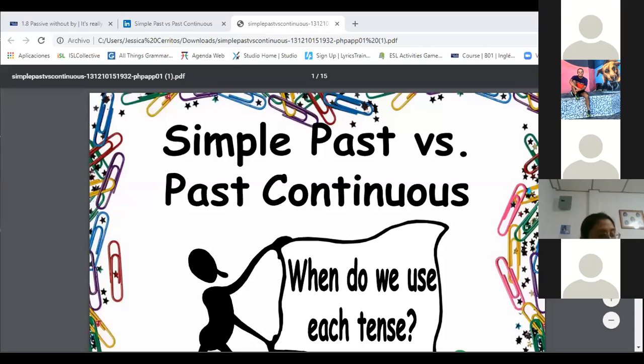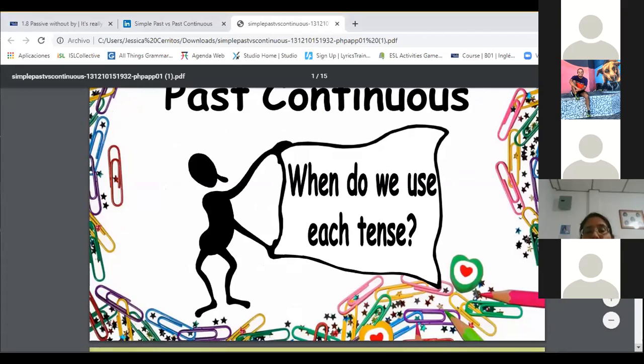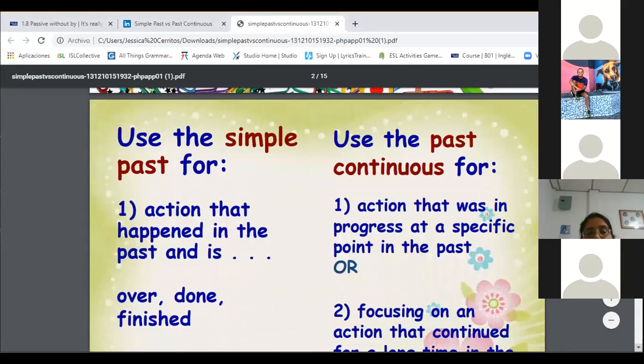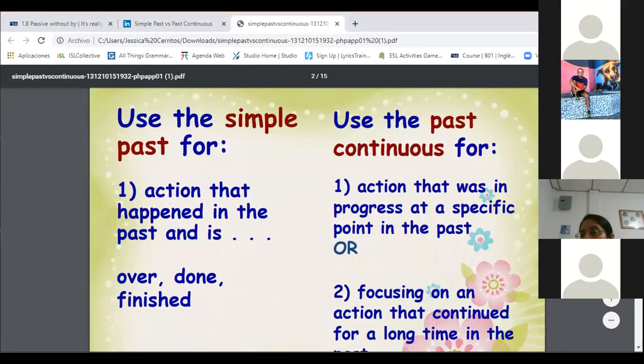A ver. Tenemos esto, Elmer. So, simple past versus past continuous. When do we use each tense? Okay. So, we have, number one, use the simple past for actions. The actions that happen in the past and is over, is done, is finished. It's not happening anymore. Daniel, me dijo que desayunó cereal. Ya no está desayunando ahorita, ya se lo comió.